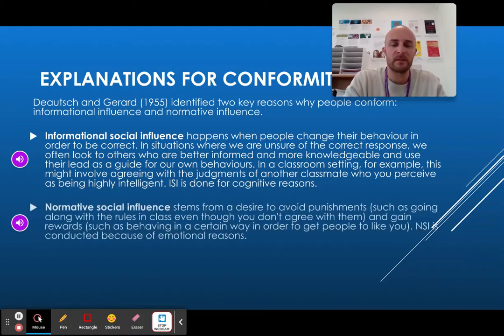The other one is normative social influence, and this is easier to wrap your head around, I think. We change our behavior to avoid punishment. Oh, one more thing I do want to say, and this is quite important: informational social influence is often linked to internalization. So we don't temporarily think they're right, we permanently think they're right. You need to be able to link ISI with internalization.